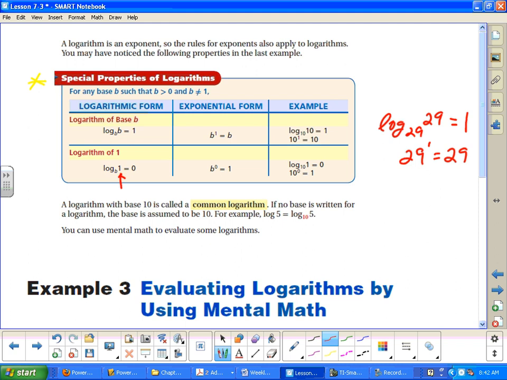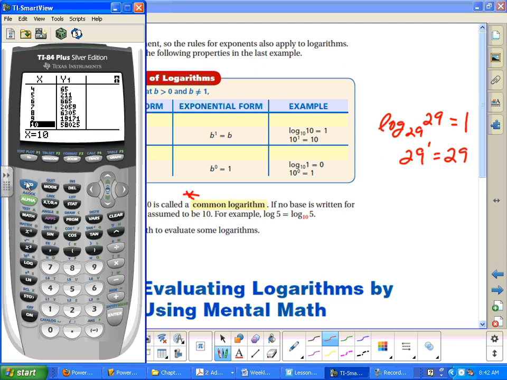Okay. So a logarithm of base 10 is called a common logarithm. If no base is written for a logarithm, the base is assumed to be 10. For example, log 5 means the log base 10 of 5. And that's the log on your calculator, the log base 10. So if I put in here 100, what would we get?